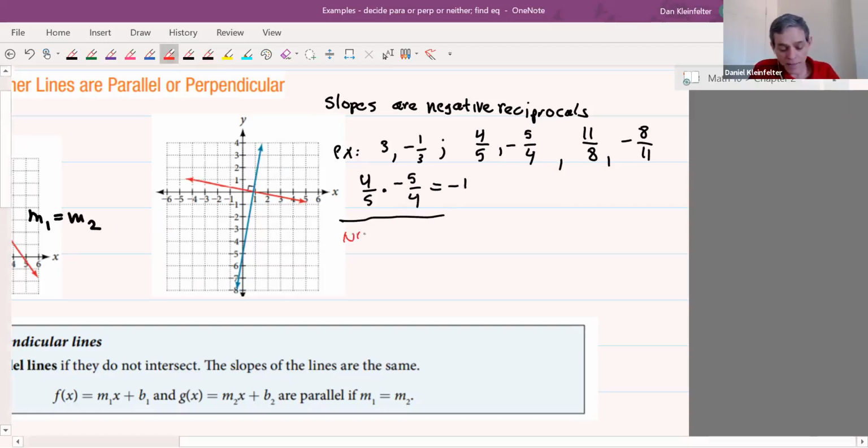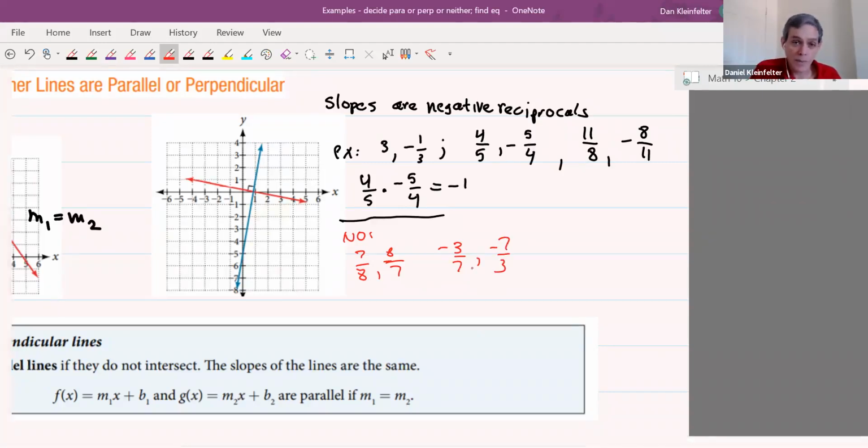Some anti-examples would be 7/8 and 8/7. Those are reciprocals of each other, but they are not opposite in sign. -3/7 and -7/3. Those are reciprocals of each other, but they're not opposite in sign. In order to be perpendicular, they have to meet both criteria. They have to be opposite in sign and also reciprocal. The opposite in sign part is pretty easy to see from the picture.